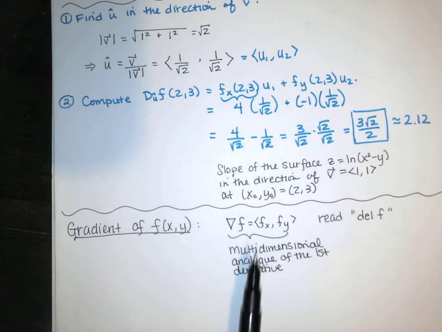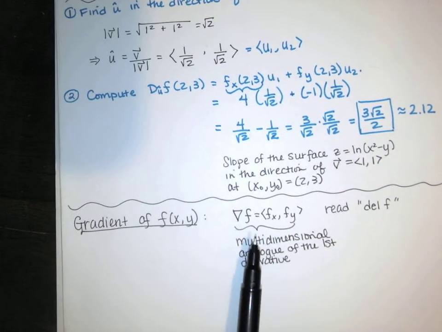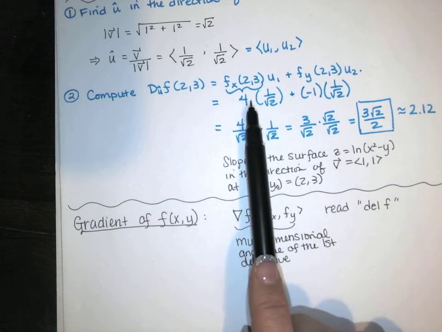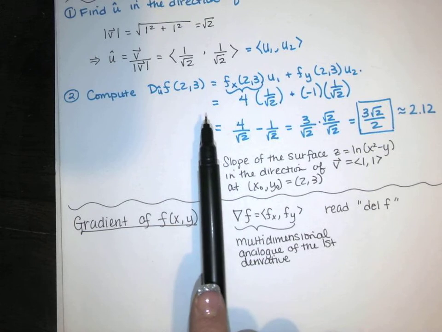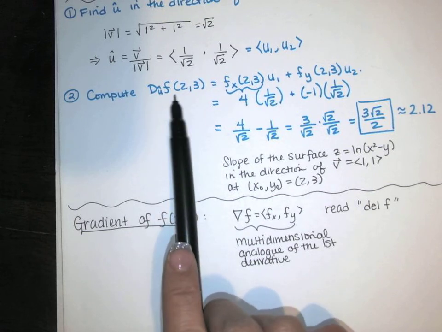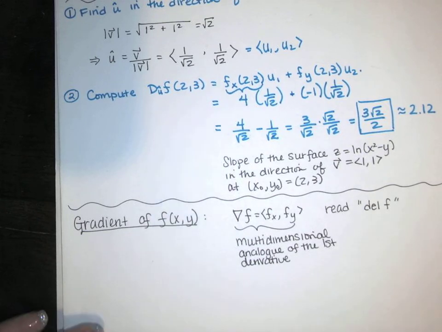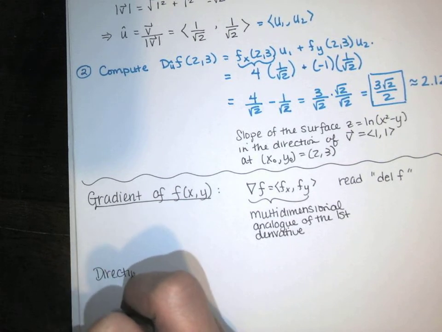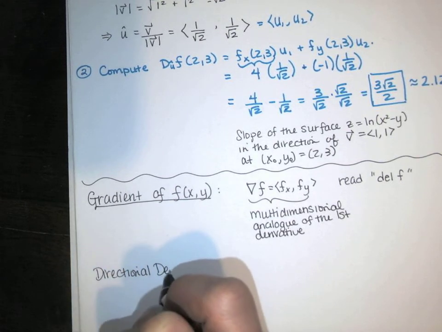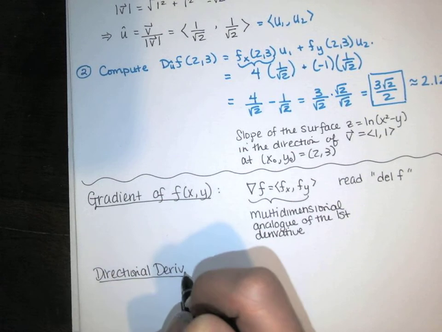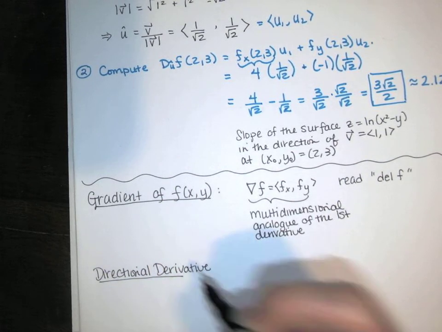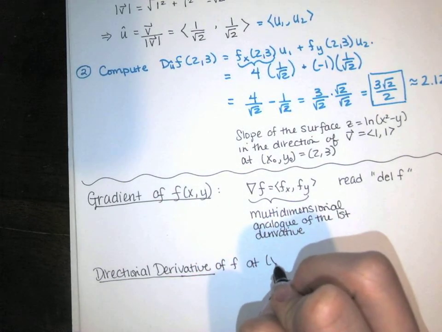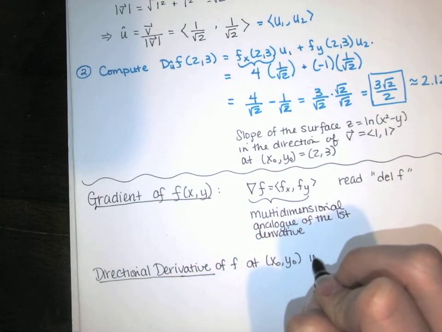So let's say now we know what the gradient is. We've got this vector. It's got these partials as its components. Now I can restate the directional derivative of f at x naught, y naught in the direction of u hat. The directional derivative was given by this formula, and remember, directional derivative means slope. I'll write it out this time. Directional derivative of f at x naught, y naught in the direction of u hat.